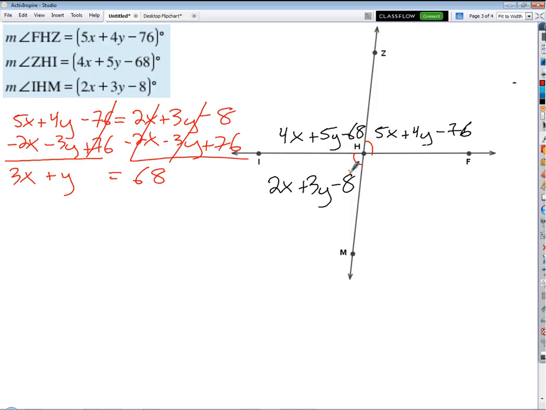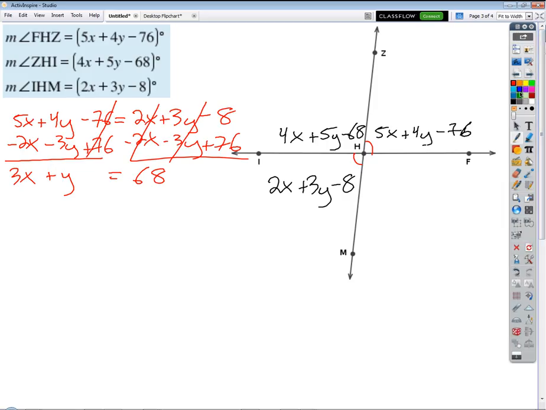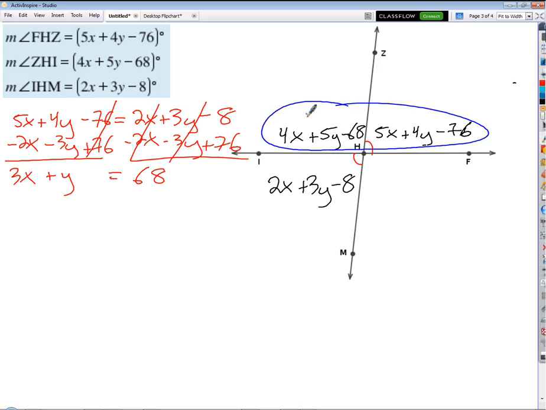And then, so those two are what? What kind of relationship do they have? You're on the right track. Yeah, good, they're supplementary. So they add to 180, don't they? Right, so then this pair, I'll just circle them in blue. So that pair, their measures have to add up to 180. So there's my other equation. Let's look at that one.